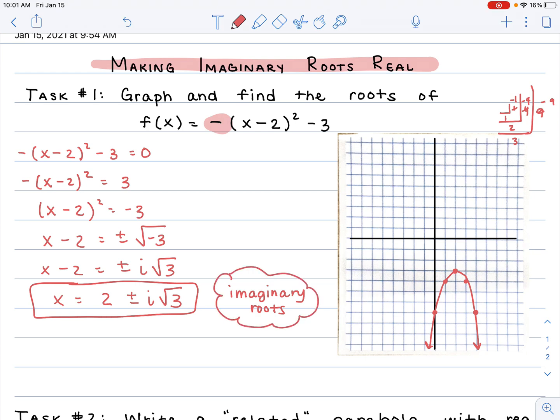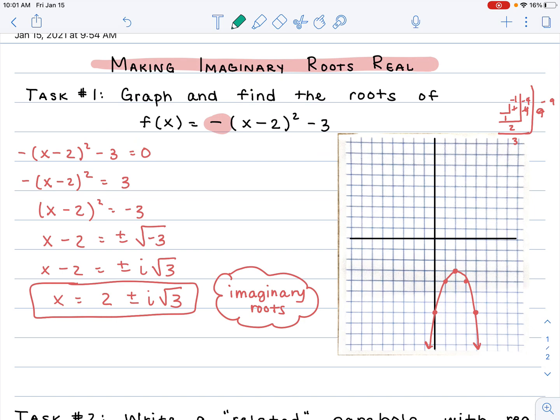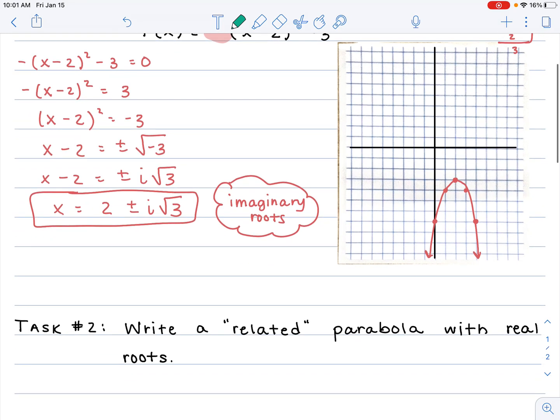And that makes sense on the graph why it doesn't cross that x-axis, because it's imaginary, so it can't. Now what we're going to do is we're going to shift this and actually see how we can make those imaginary roots of 2 plus or minus i radical 3 actually appear on our graph. So we're going to write a related parabola. And what a related parabola means is it's going to have the same vertex. It's going to have the same vertical stretch.